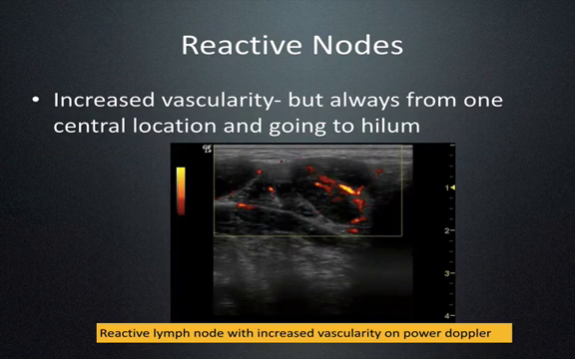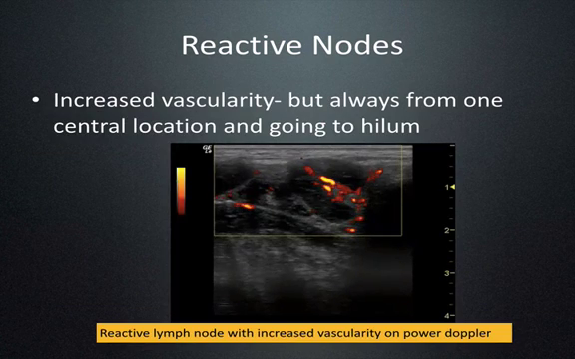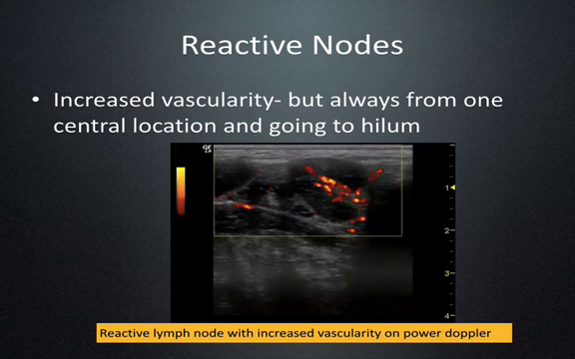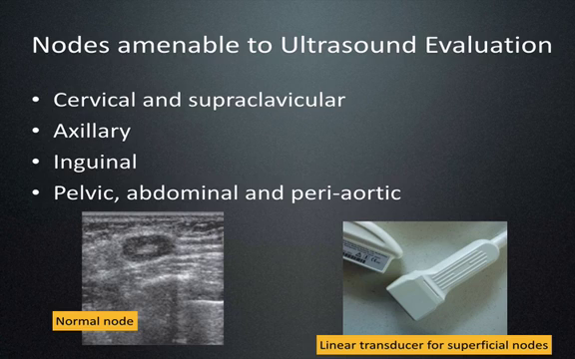Reactive lymph nodes may demonstrate increased vascularity, as in this case, but always from one central location and always going to the hilum. Well, there are lots of places that we can scan nodes. Certainly cervical lymph nodes are very easy to scan, and you'll find that supraclavicular nodes are also easily acquired by ultrasound. Axillary nodes are superficial, very easy to see, as are inguinal nodes.